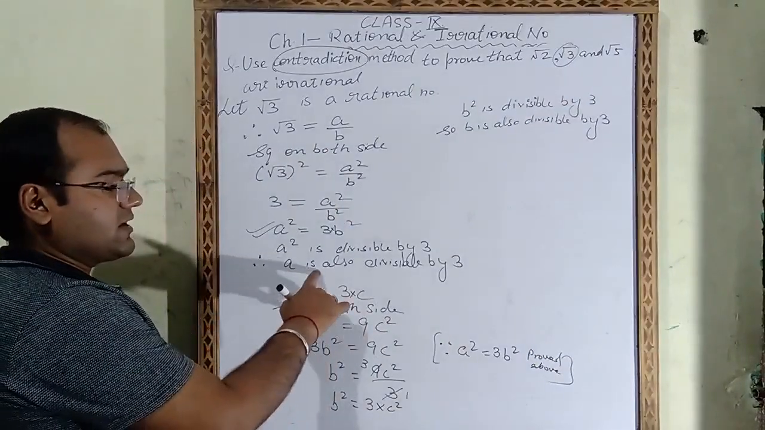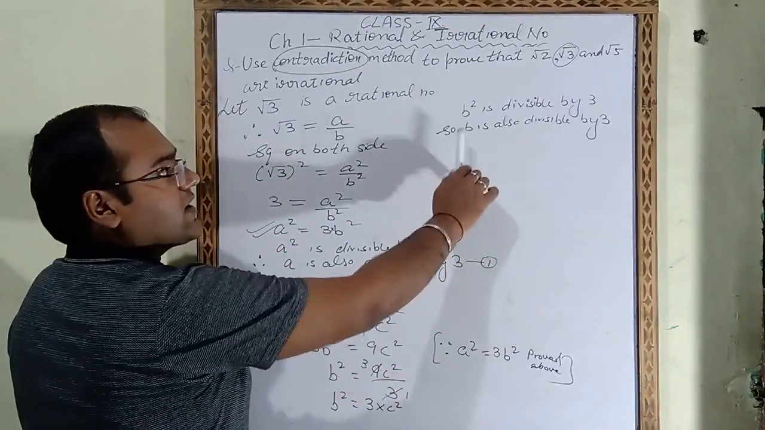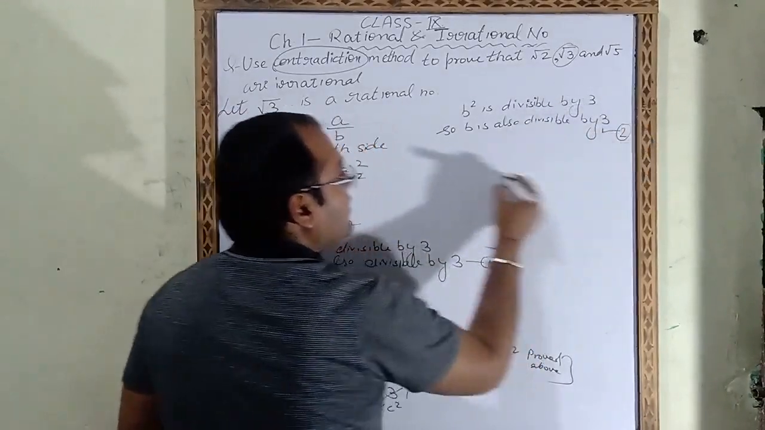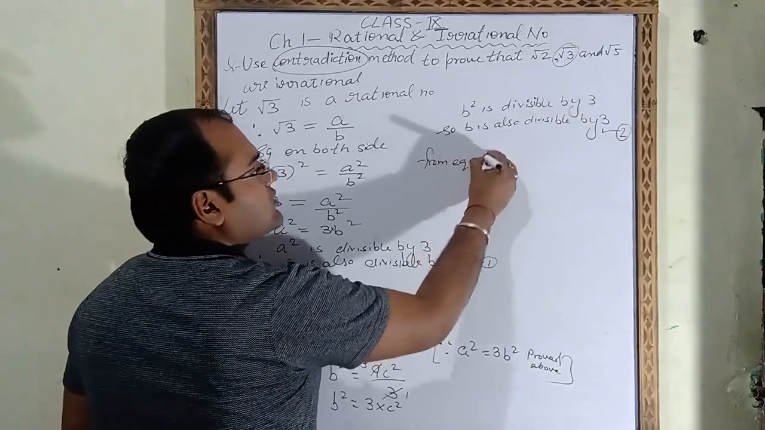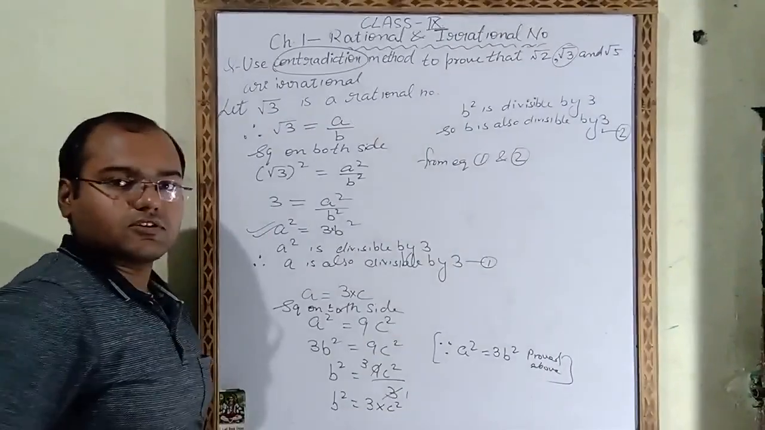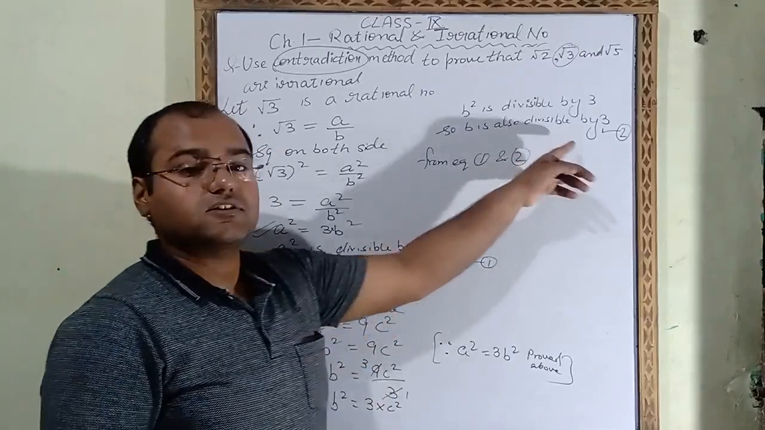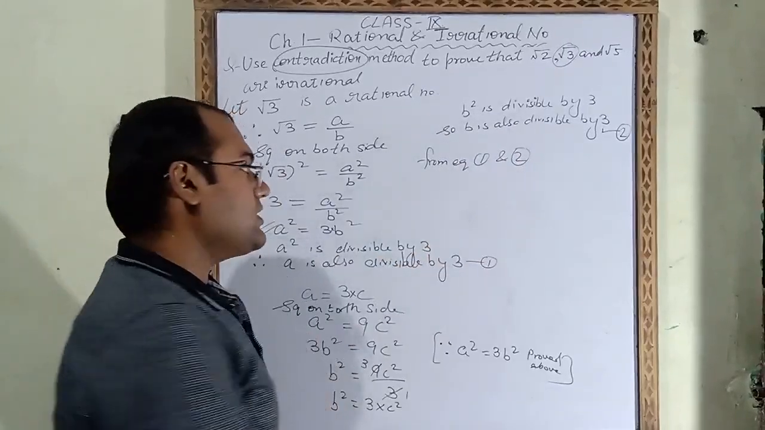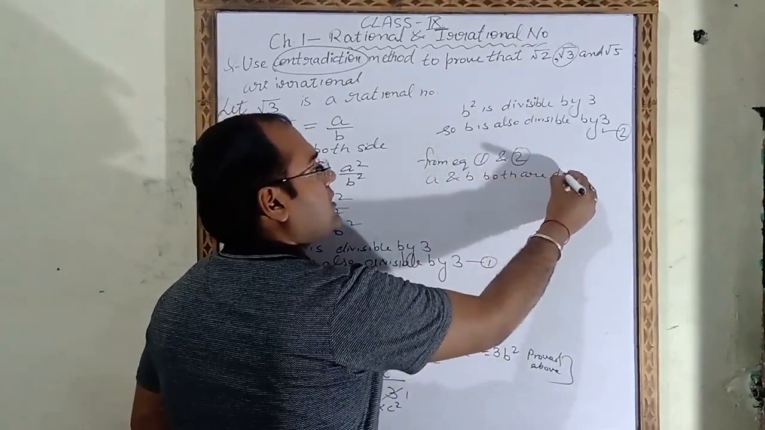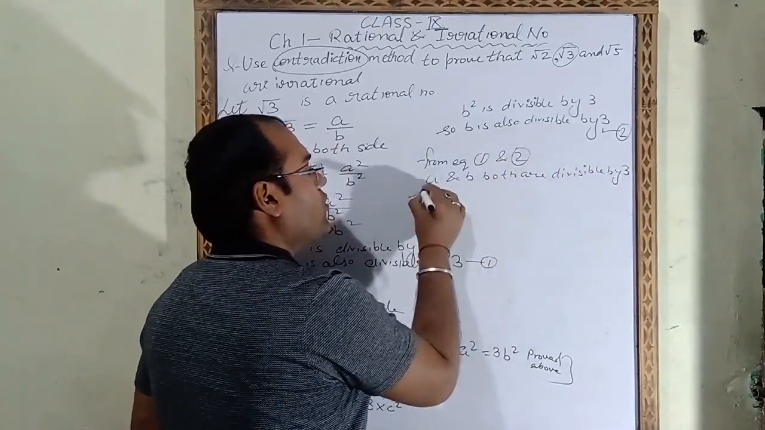Here we had shown A is divisible by 3. We will assume this is equation number 1. Here we had shown B is also divisible by 3. This is equation number 2. Now from equation 1 and 2, from these two equations what we had observed? We observed that A is divisible by 3 and B is divisible by 3. That means A and B both are divisible by 3.